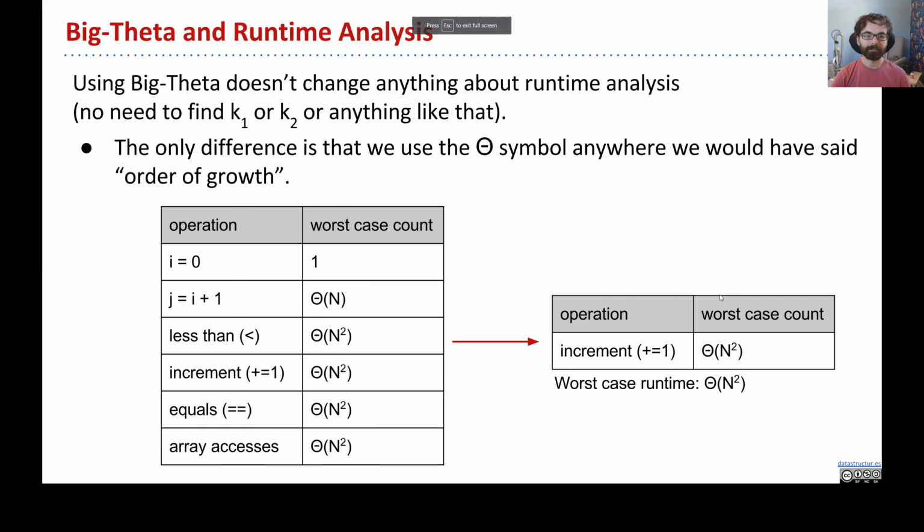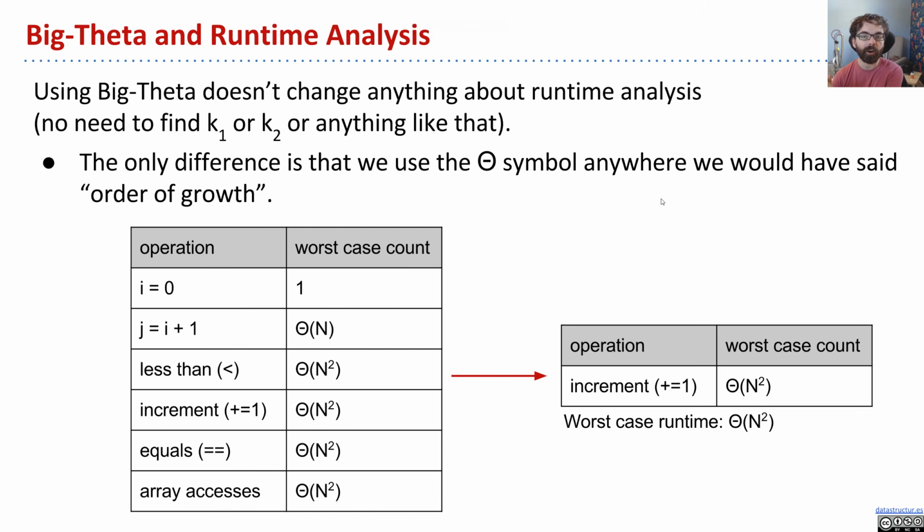And that's it. Now, I'll note that using Big-Theta does not change anything at all about the way we do runtime analysis. We still collect counts of operations. We still think about the order of growth. The only difference is that anywhere we would have said order of growth, we'll now use Big-Theta. And so, for example, if we counted all of our operations, we could just collect the worst case count in Big-Theta notation and say, okay, the number of less thans is theta n squared and so forth.